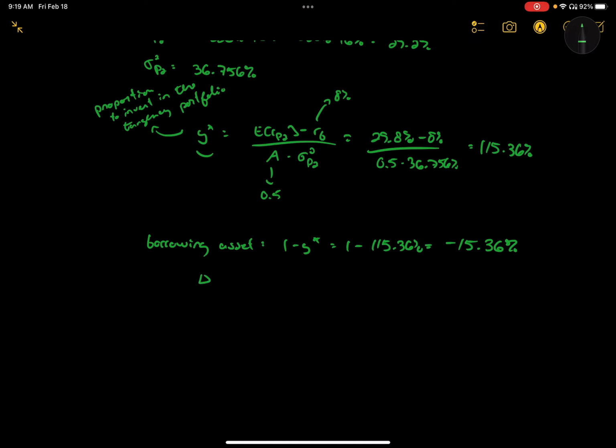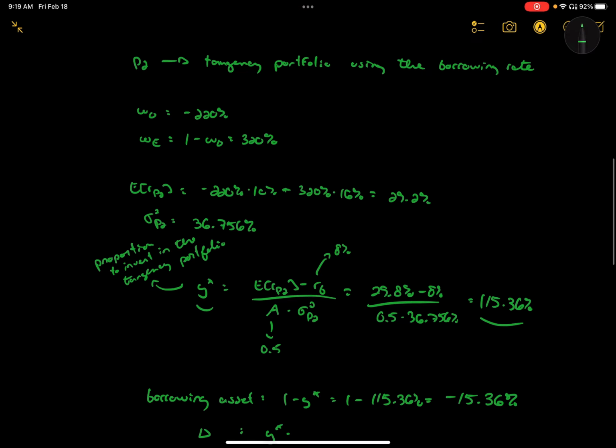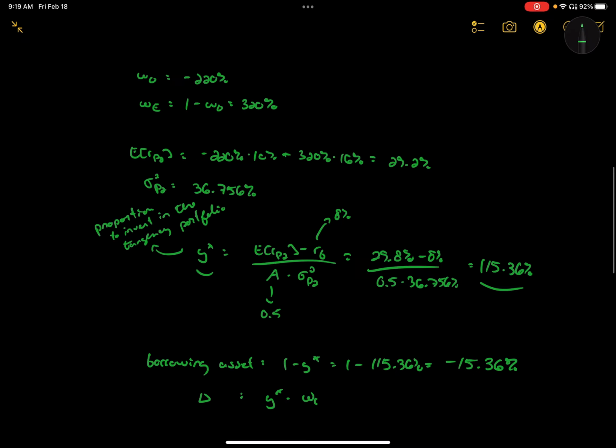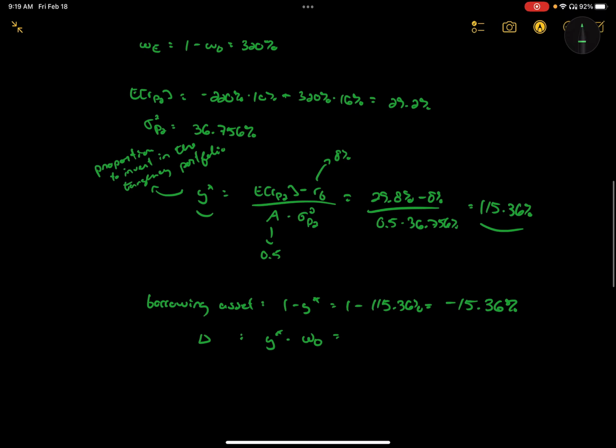So in D, this is what we're putting into the tangency portfolio, and the tangency portfolio has a weight of minus 220%. So that gives us 115.36% times minus 220%, and we get minus 253.78%.